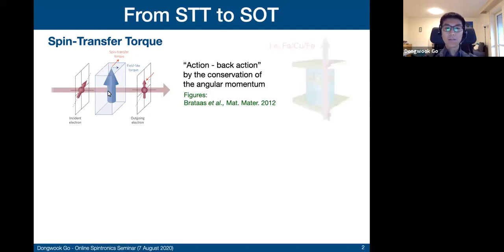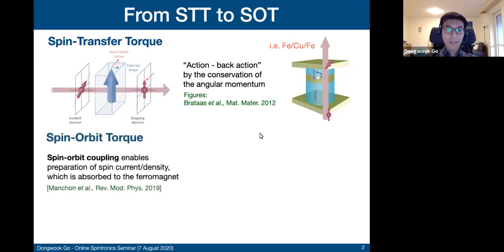A typical setup for a spin transfer torque device is a ferromagnet, a spacer layer, and a ferromagnet like this. The bottom layer, called the fixed layer, is used to polarize the spin. Then the spin current can be injected into the upper layer, called the free layer. Then the magnetic configuration can be switched from down to up or up to down, depending on the direction of the current. So this spin transfer torque requires an additional ferromagnetic layer to polarize the spin.